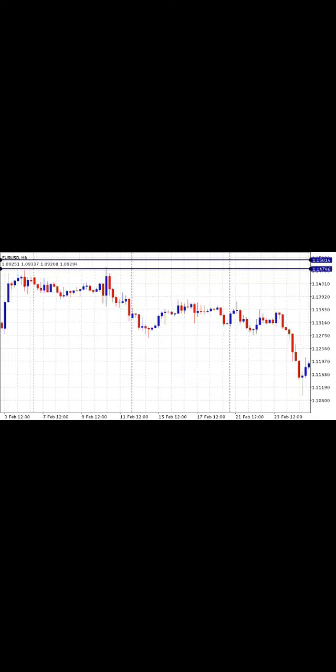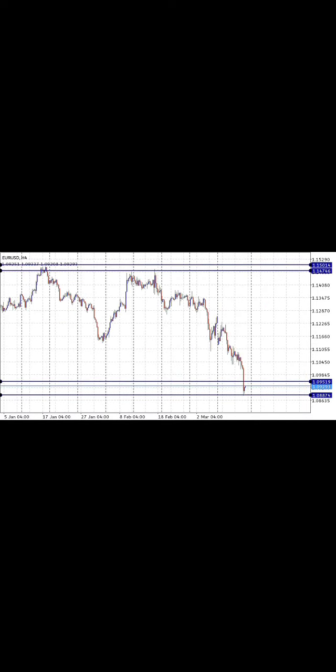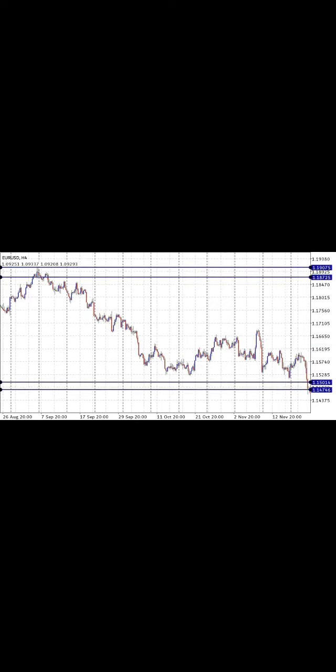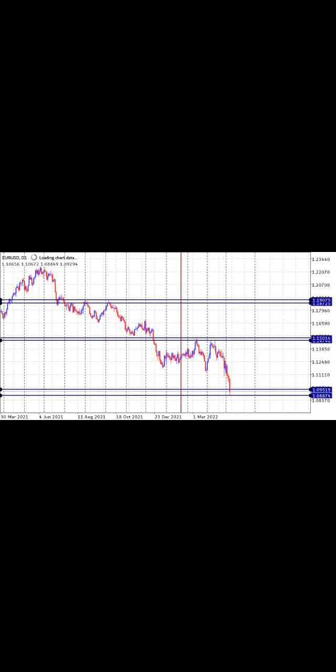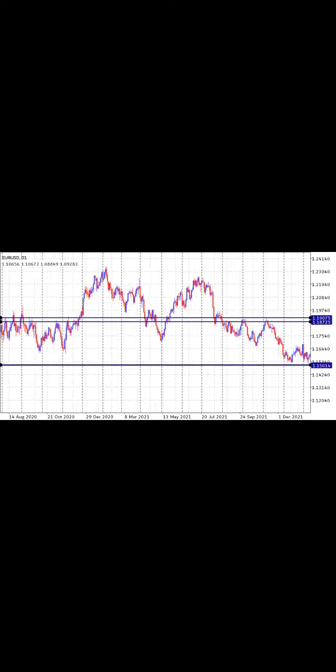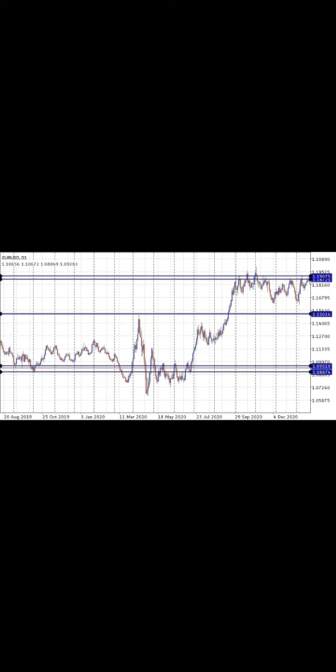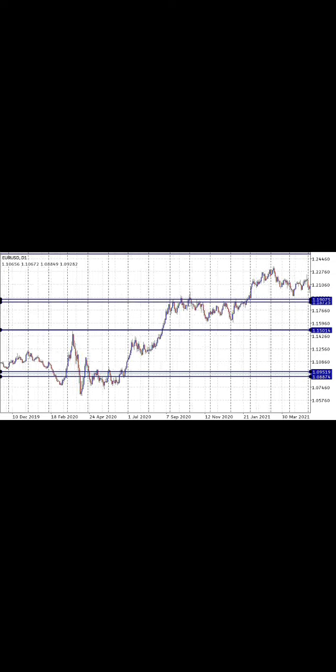You can see price reacting to that place. That is what I'm saying. Price will definitely be reacting to your order block. So that is my order block. That is the way to identify order blocks.